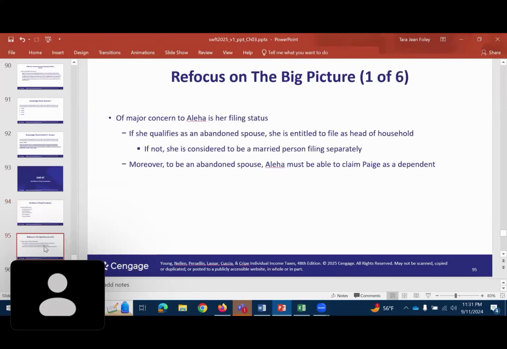Let's go back to the big picture. One of the concerns for Aaliyah is her filing status. Is she going to be qualified as abandoned spouse? Is she entitled to head of household? If not, she's considered to be married filing separately, which is going to be detrimental to her because she gets less of a deduction. Moreover, to be an abandoned spouse, Aaliyah must be able to claim Paige as dependent.